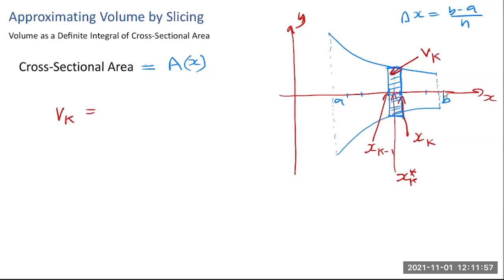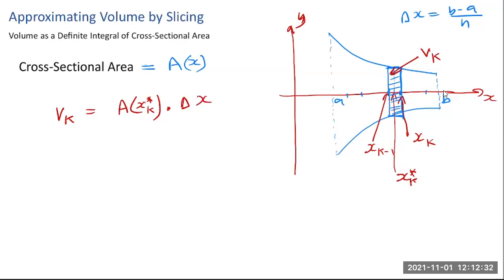Vk is equal to the area times the width. The volume is going to be the area times the width. The area is A(xk*), because I need the area of this disk at this point. So I have a formula for the area. I can plug this point into my area function to find the cross-sectional area. That means the area of this disk times the width of a disk, which is delta x.